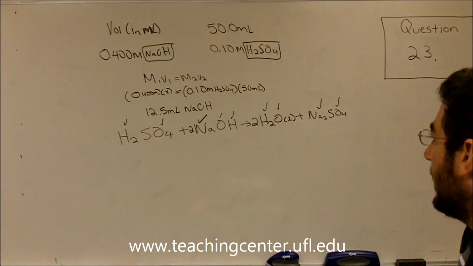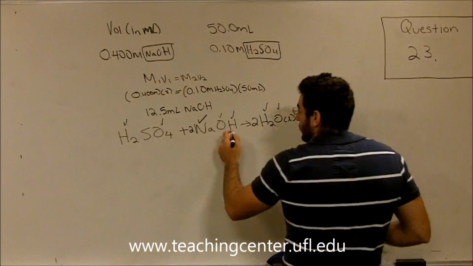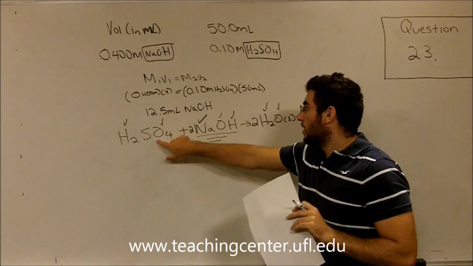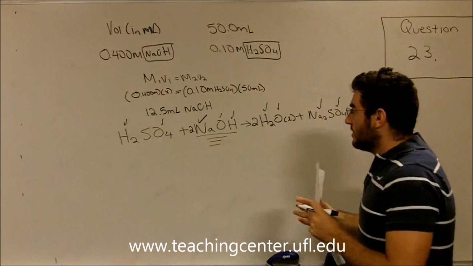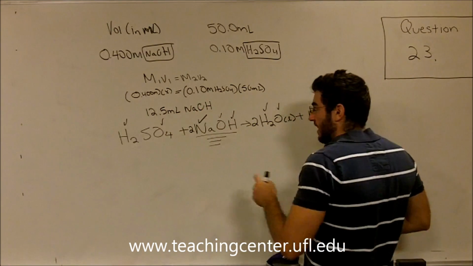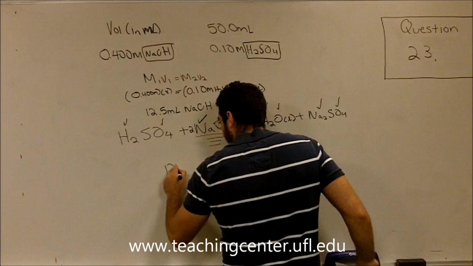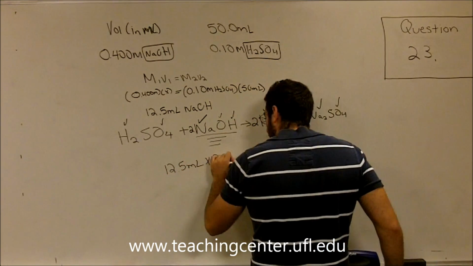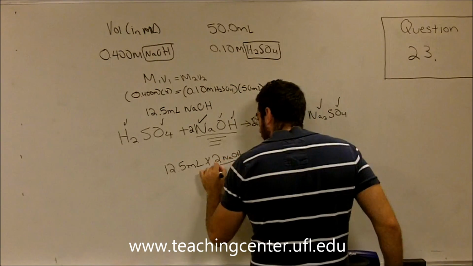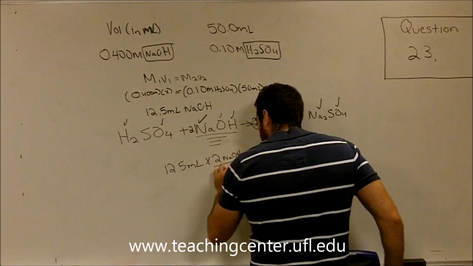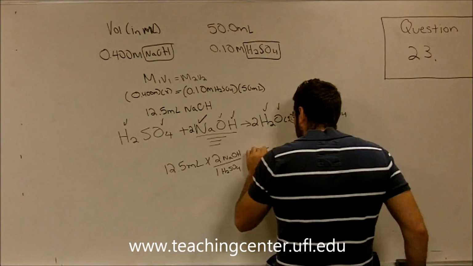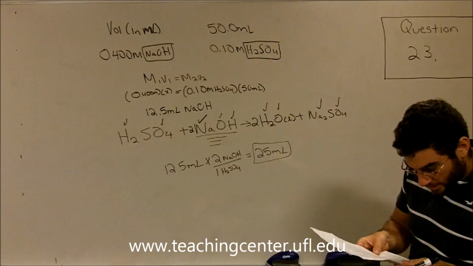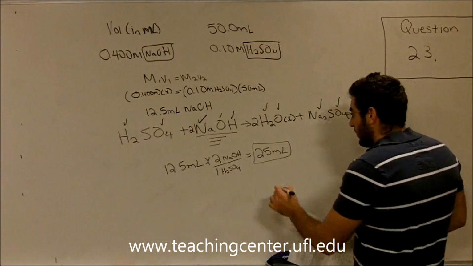So once we have our completely balanced reaction, we know that we needed 2 equivalents of sodium hydroxide for every 1 equivalent of sulfuric acid. So instead of just the 12.5, we're going to take our 12.5 milliliters and multiply by the 2:1 NaOH for every 1 H2SO4, and it's going to give us 25 milliliters NaOH needed, and the answer choice is number 3.